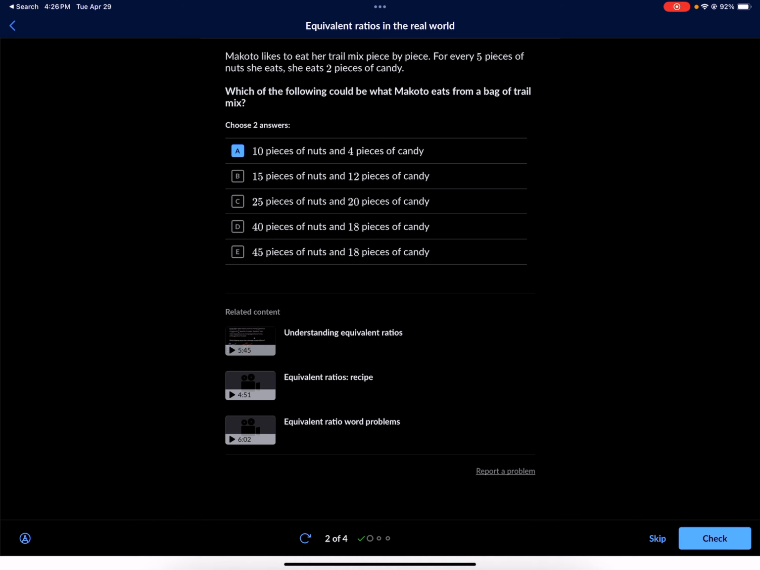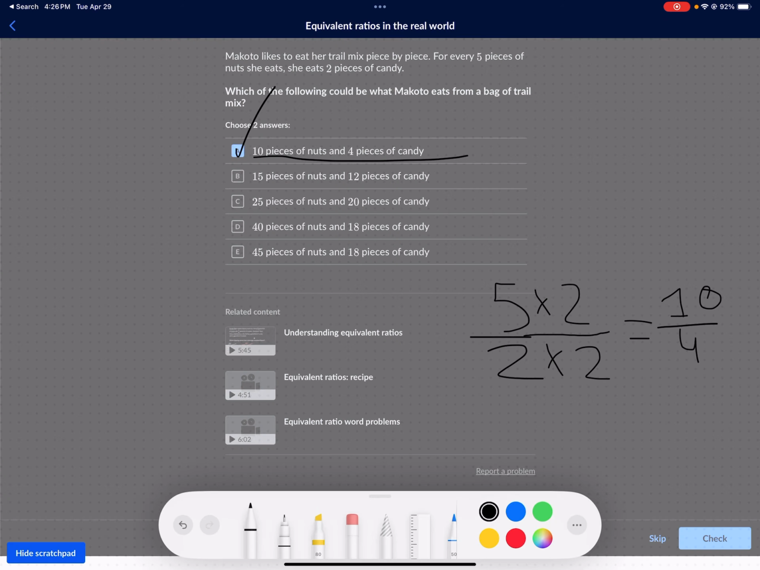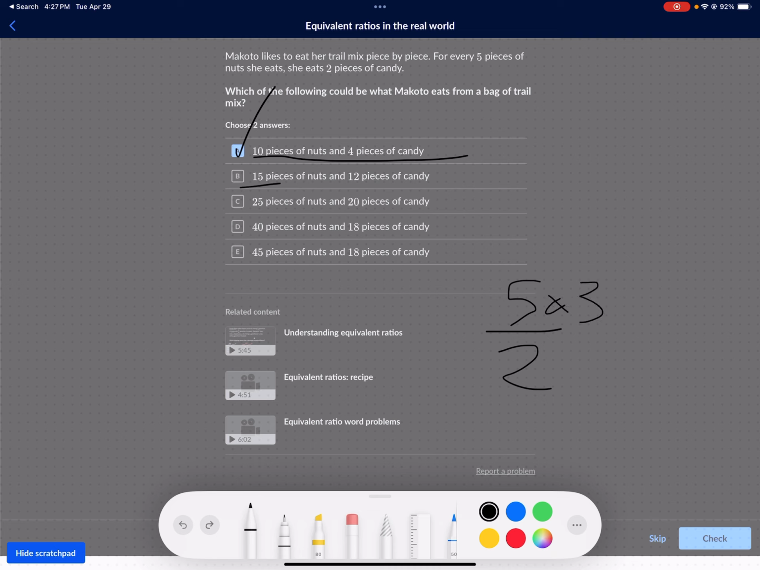We only need one more already. Okay, let's try another one. 5 and 2. Maybe we could try multiplying by 3. I can see we have a 15 here, and that's what 5 times 3 equals. Will it be the same for 2? You get 15 and 6. Is that right? No, it says 12 pieces of candy, but it should be 6. B is not correct.